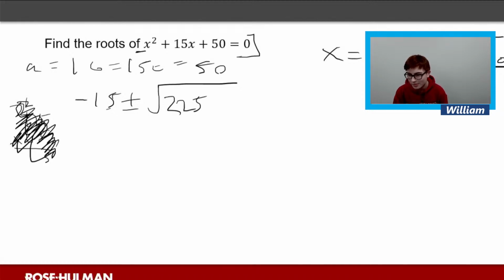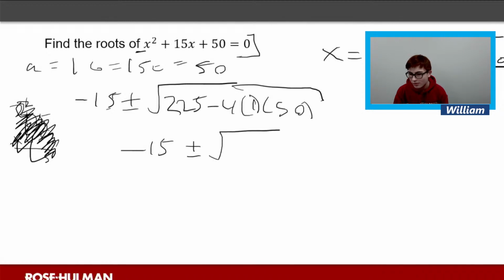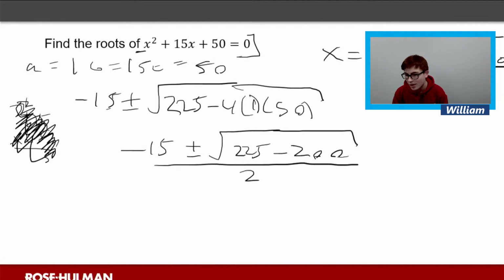So we're going to do negative 15 plus or minus the square root of b squared, which is 225, minus 4 times a, which is 1 in this case, and then c, which is 50. 4 times 50 is 200. And we only have the one minus, so we don't need to worry about multiplying negatives by each other. Again, that's all over 2a, and 2 times a is just 2 times 1, so it's just 2.